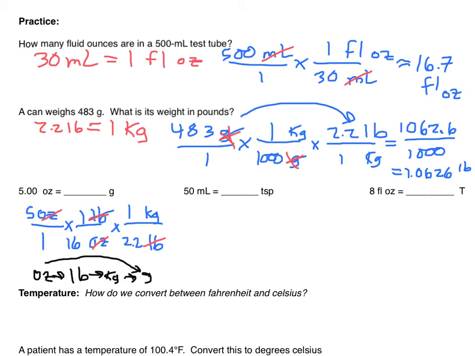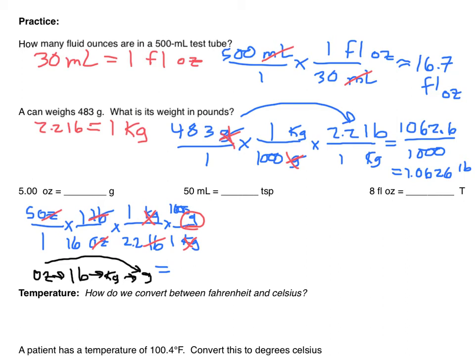And then finally, I can go from kilograms to grams. There are 1,000 grams in 1 kilogram. So kilograms would cancel, and I would have grams. If I multiply all those numerators, I'll have 5 times 1,000, so it'll be 5,000. And in the denominator, just as we've been doing, we'll have 16 times 2.2. So we'll have 5,000 divided by 16 times 2.2.